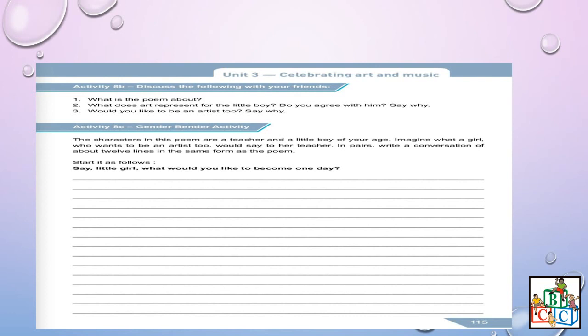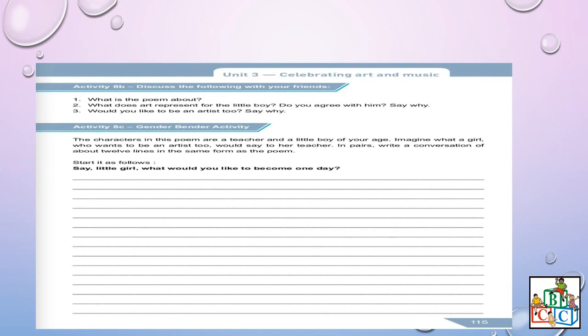Now you have an activity. The characters in this poem are a teacher and a little boy of your age. Imagine what a girl who wants to be an artist too would say to her teacher. In pairs, write a conversation of about 12 lines in the same form as the poem. So here you will not be able to work in pairs at home. If ever you want to discuss it with your brothers and sisters or your parents, you are free to do so. Okay, otherwise you'll have to do it by yourself.